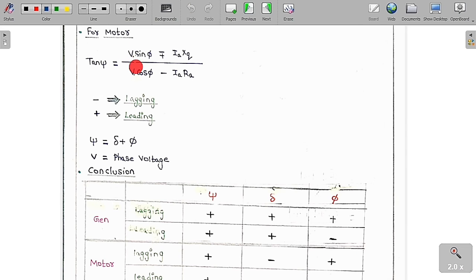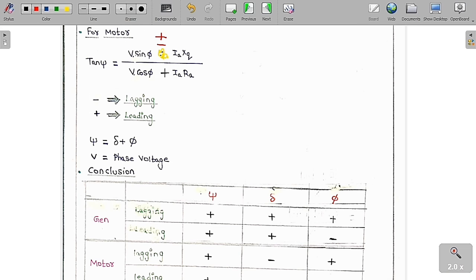See, for the motor, tan psi is nothing but (V sin phi plus or minus Ia into Xq) by (V cos phi minus Ia into Ra). You can use plus or minus, it is the same. Just now, the minus is for the lagging load and the plus is for the leading load. Just interchange here, we are going to change this plus to minus, that's it. This is the same as the previous, just keep plus or minus here. Nothing is going to happen.